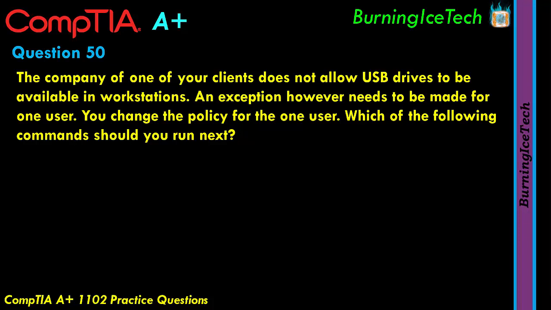It says, an exception, however, needs to be made for one user. So we've got a specific person for whom we need to make an exception. Maybe they need to copy things to and from the machine, or this could be a technician, a fellow co-worker that's in IT. You change the policy for one user, so that leads me to believe this is a group policy. So you're going to change the group policy, but specifically for this one user. Which of the following commands should you run next?